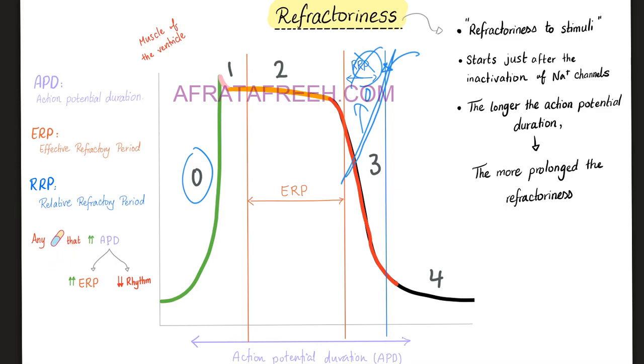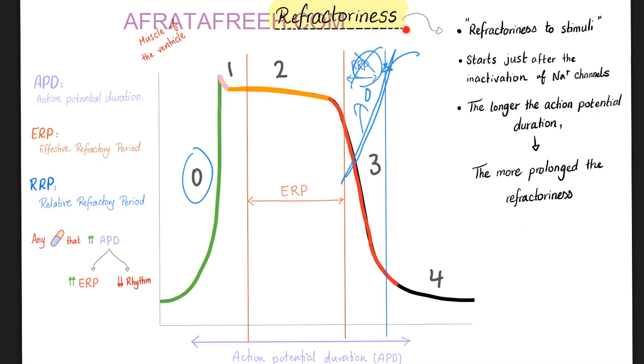Here is another rule for you. Any drug that increases the action potential duration will increase the effective refractory period, called common sense, because this is part of this one. If you stretch this one, you'll automatically stretch this one. And it will also decrease the rhythm. Yeah, because when you take longer, you are slower, like the EKG. Let's say that I decreased your heart rate. The PR interval will prolong. If you take longer, it means you are slower in rate.